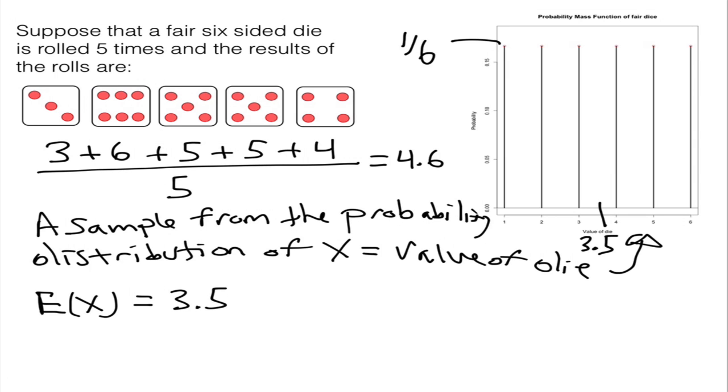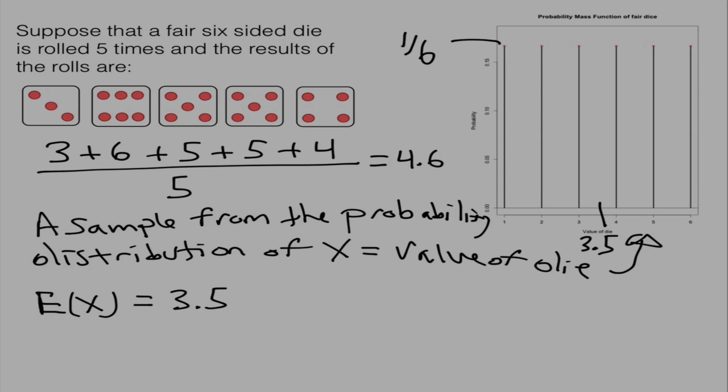So notice that the sample mean is 4.6, but the expected value of the distribution of x is equal to 3.5. And we wouldn't expect that the sample mean will always be the same as the expected value of the distribution where the sample comes from, because the sample is random and it's going to vary from sample to sample. But one thing we know is that if the sample size is large enough, it will approach the expected value of x, and that's called the law of large numbers.